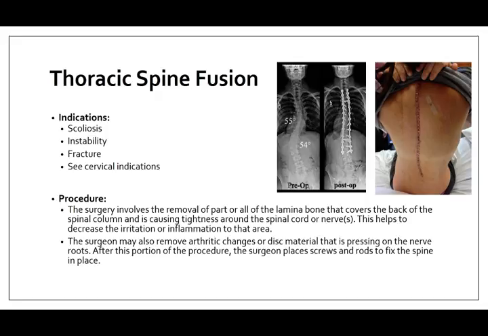Indications for thoracic spine fusion would be scoliosis, instability, maybe if there's a fracture, or any of the aforementioned cervical indications such as tumors and things of that nature. Procedure involves the removal of part or all of the lamina, which covers the back of the spinal column. This helps to decrease the irritation or inflammation of that area, aka decompression. And the surgeon may also remove arthritic changes or disc material that's pressing on the nerve, and then they place screws and rods to fix the spine in place.